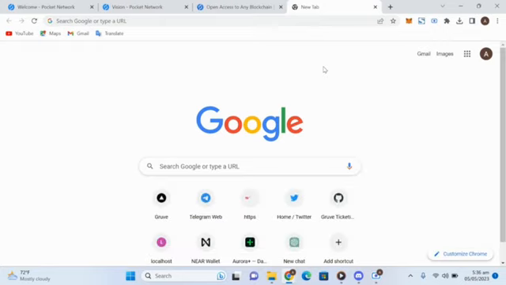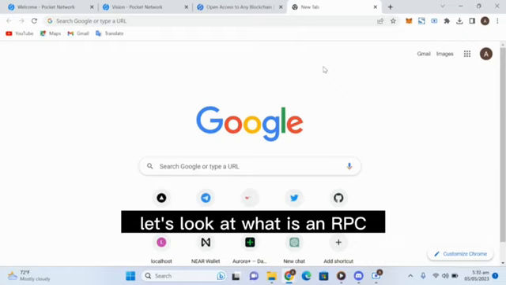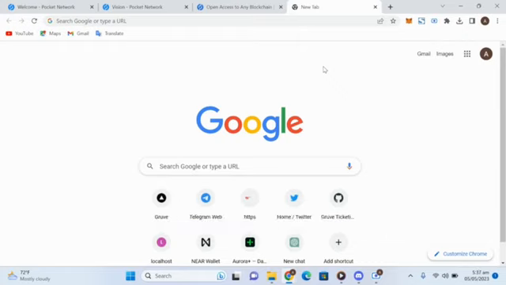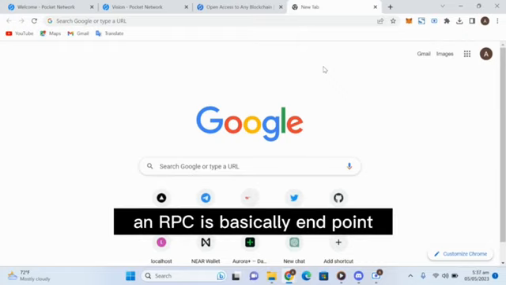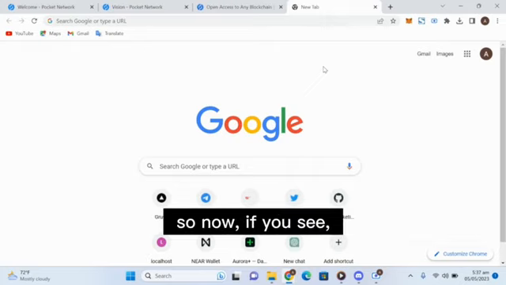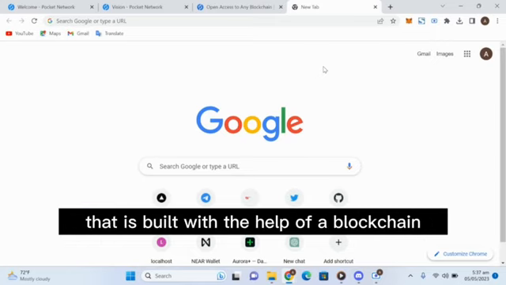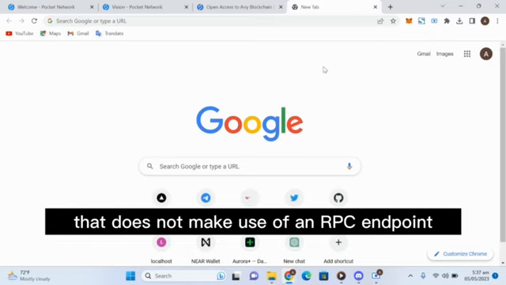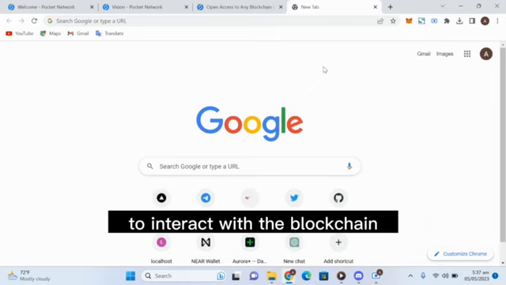Now, let's look at what an RPC is. In simple terms, an RPC is basically an endpoint that enables us to interact with the blockchain. If you look, there is no application built with the help of the blockchain that does not make use of an RPC endpoint to interact with the blockchain.